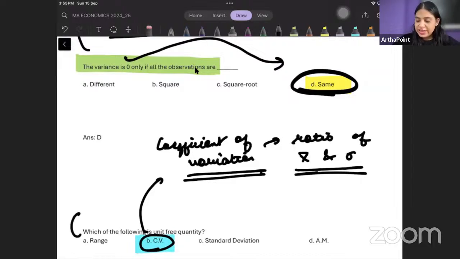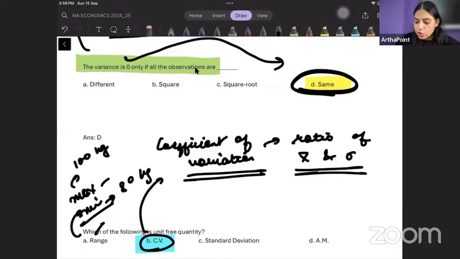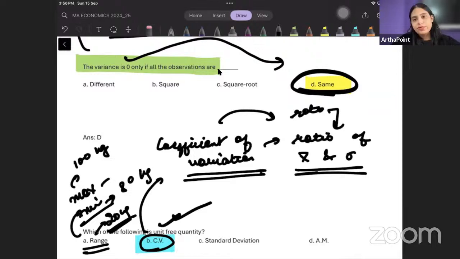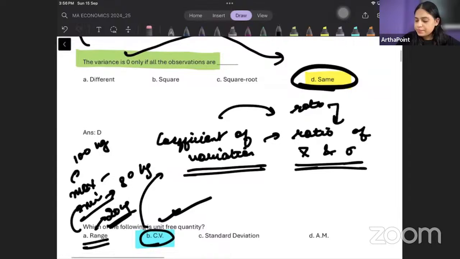But range, what is range? Maximum value minus minimum value. So if the maximum value is 100 kg and the minimum value is 80 kg, then the range will also be in kg, 20 kg. So range is not unit-free. Range has a unit to it. Standard deviation also has a unit to it. Mean also has a unit to it. But because coefficient of variation is a ratio, therefore it is unit-free. Correct. So the correct answer will be B. It is unit-free. Okay.